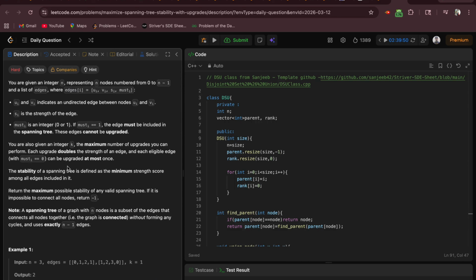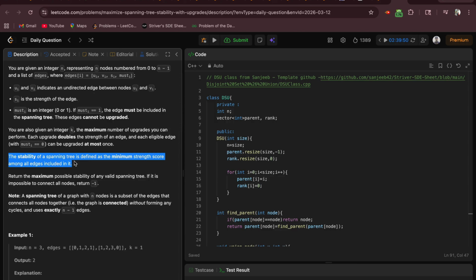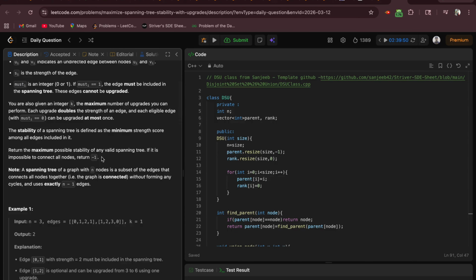The stability of a spanning tree is defined as the minimum strength among all its edges. So the final answer is whatever is the minimum edge strength in that spanning tree after all these operations have been done. We need to return the maximum spanning tree stability, and if it is impossible, we return -1. Even here it's given what a spanning tree is.